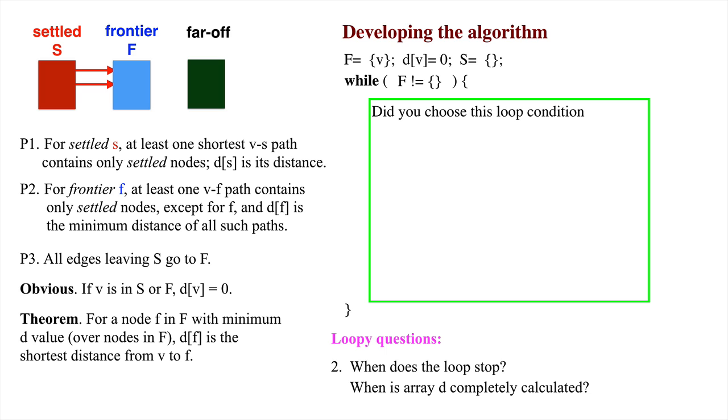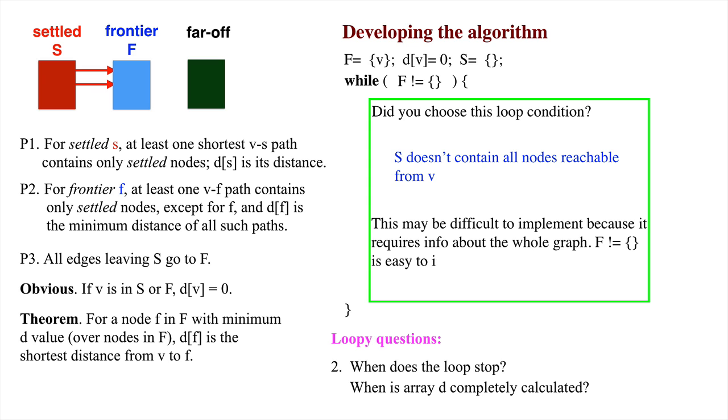You might have chosen the loop condition, the settled set doesn't contain all nodes reachable from V. This condition may be much harder to implement than the one we chose, because it may be difficult to determine the number of reachable nodes. But the condition, the frontier is not empty, is easy to check. Further, if the frontier set is empty, the number of reachable nodes is indeed the size of the settled set.